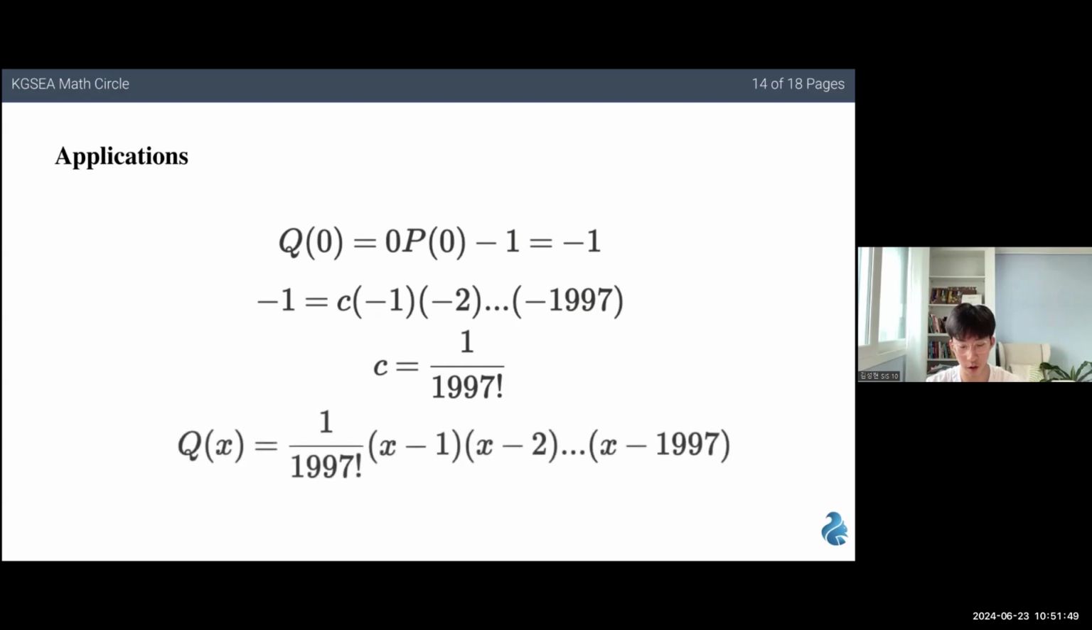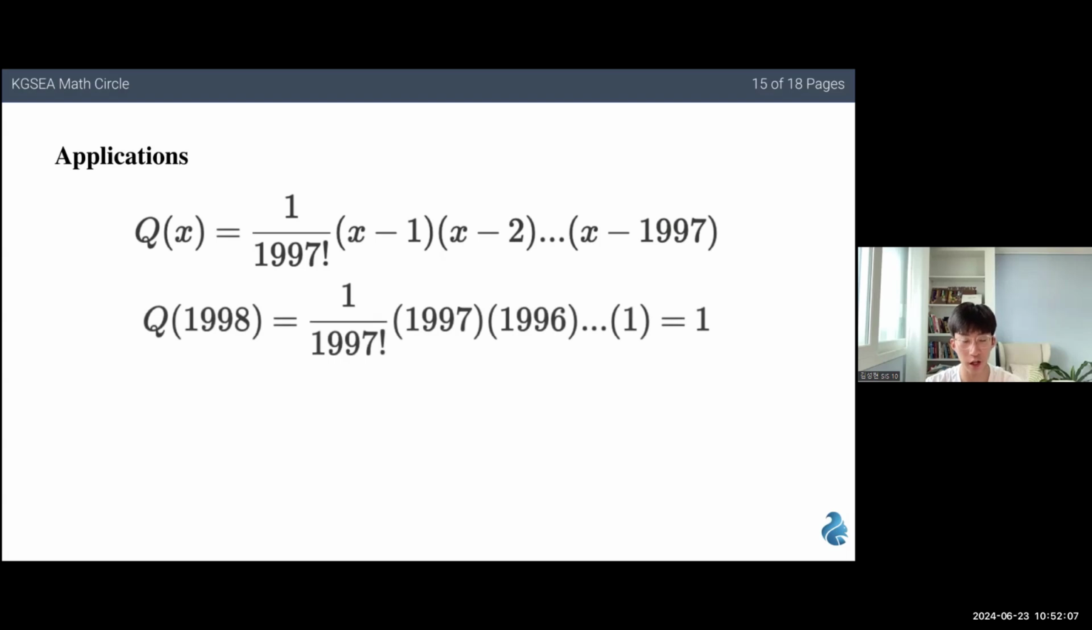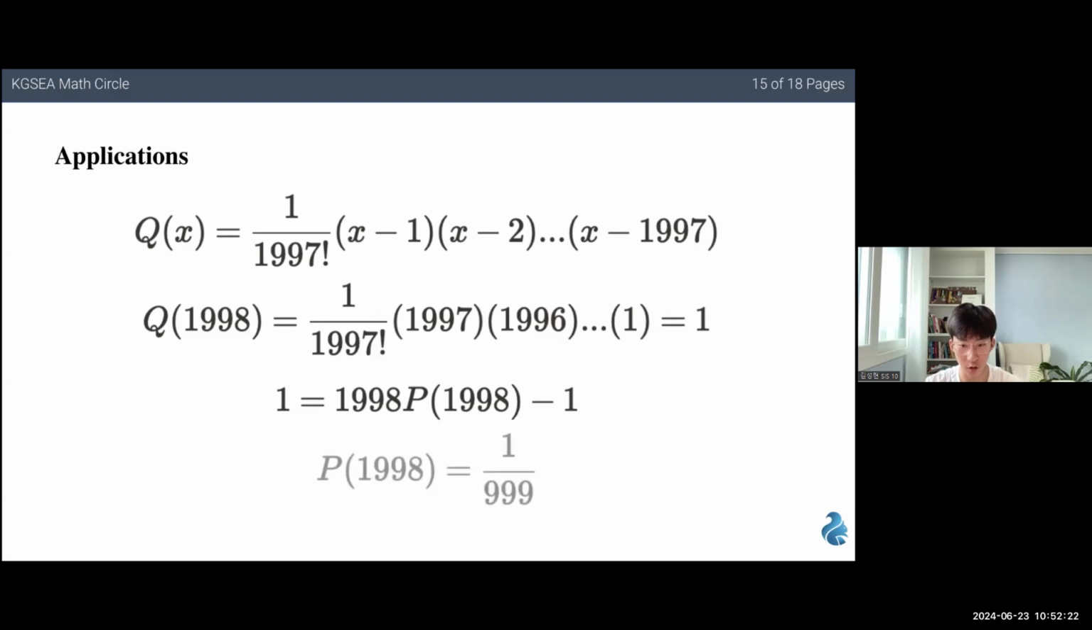So let's just plug 1 over 1997 factorial in for c, and you get this expression for q of x. So now, to evaluate p of 1998, we just have to evaluate q of 1998. So let's do that right now after restating the polynomial. You get that q of 1998 is equal to 1. And using the other definition for q, which is x times p of x minus 1, you get that 1 is equal to 1998 times p of 1998 minus 1. Then just isolating p evaluated at 1998, you will get that it is equal to 1 over 999.